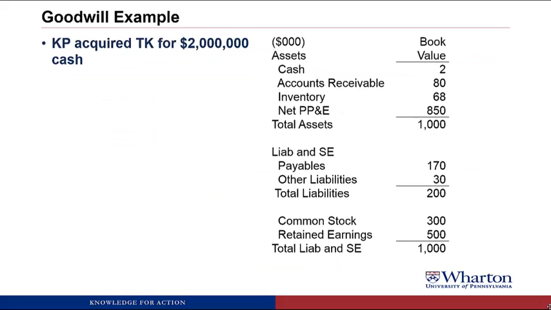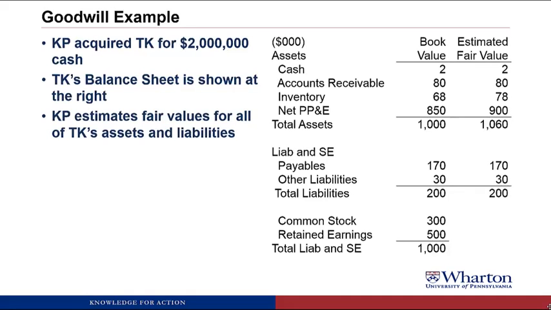So let's take a look at an example. KP goes out and acquires the TK company for $2 million cash. TK's balance sheet is shown on the right. So this is what TK looked like when we go out and buy them as KP. First thing KP has to do is estimate fair values for all of TK's assets and liabilities.